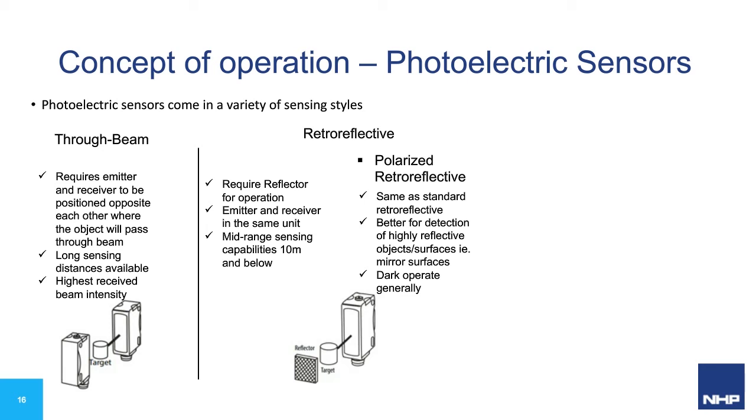So polarized retroreflective compared to the standard retroreflective sensors are better used for detection of highly reflective objects or surfaces, anything with a mirror finish. Now these polarized retroreflective sensors have polarizing filters internally, which help it achieve this, generally as well, achieving within the tens of meters sensing distance range.